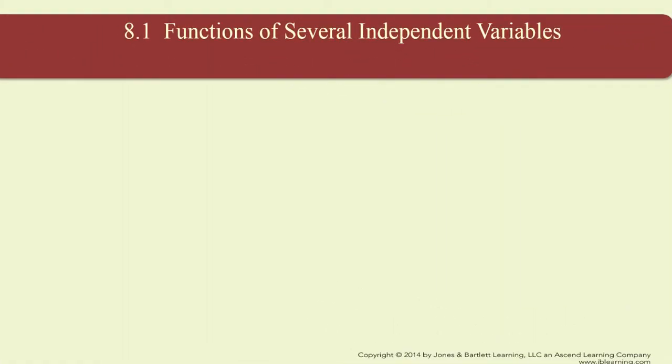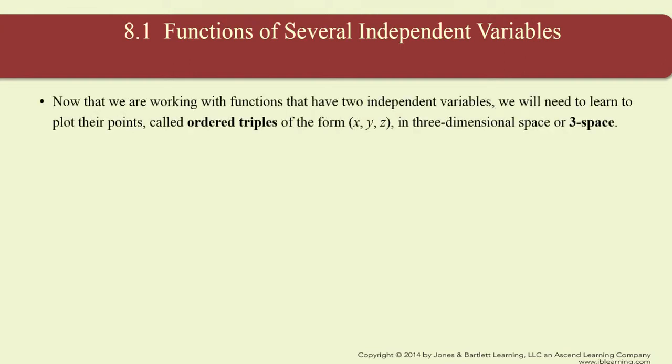All right, hopefully that example made sense and you saw this stuff is looking pretty friendly. Kind of switching gears here momentarily. Now that we're working with functions that have two independent variables, we're going to take a quick look at how to plot their points. So there will be a value for x, a value for y, and a value for z. For that reason, they're called ordered triples, and they're of the form (x, y, z).